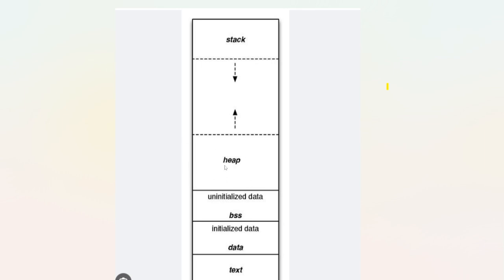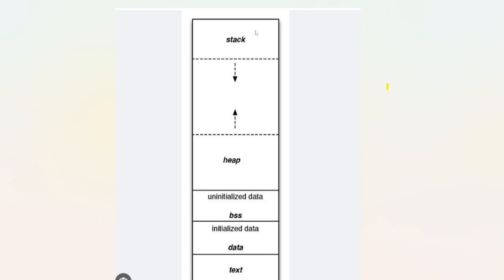Then the heap. The heap is used for memory which is allocated during runtime, that is, dynamic memory allocation. The heap generally begins at the end of the BSS segment, and it grows and shrinks in the opposite direction of the stack. Functions like malloc, calloc, free, etc. are used to manage the allocation of the heap segment.